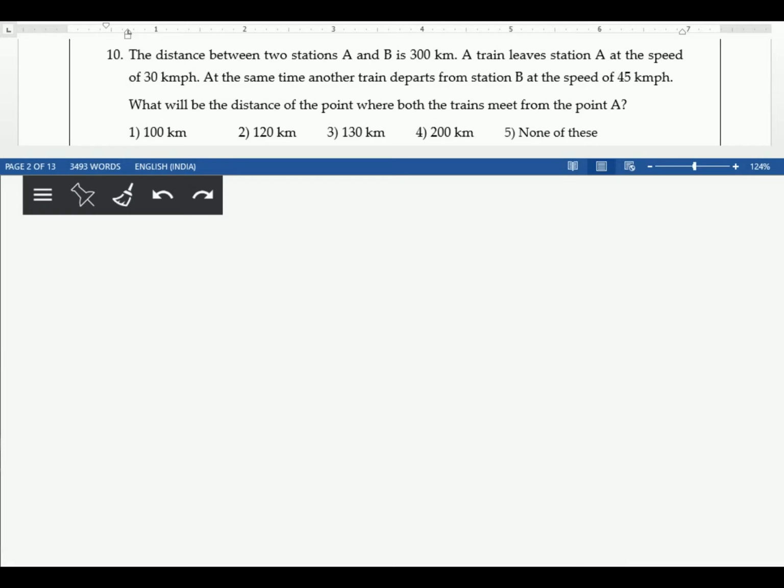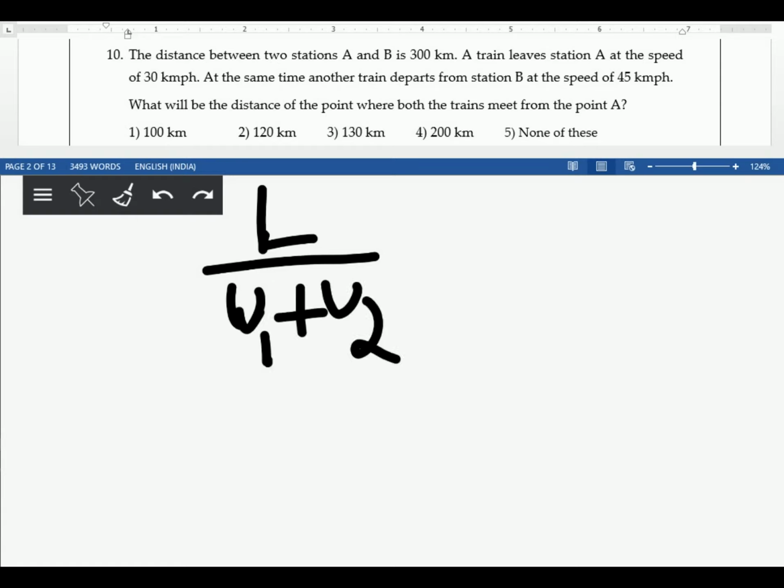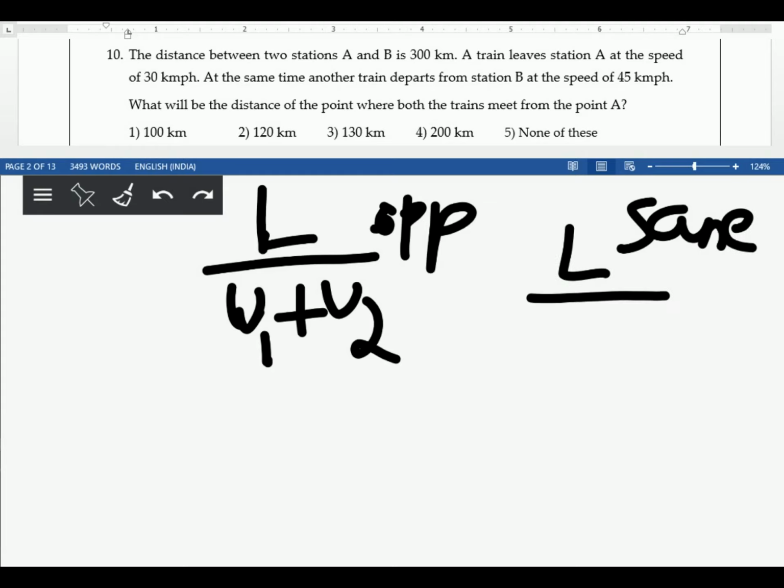10th question. The distance between two stations A and B is 300 kilometers. A train leaves the station A at the speed of 30 kilometers per hour. At the same time, another train departs from station B at the speed of 45 kilometers per hour. What will be the distance of the point where both the trains meet from the point A? In order to calculate the meeting point of the trains, we have formulas. Distance by their speeds. If they travel in opposite directions, we need to add their speeds. If they travel in the same direction, we need to subtract their speeds.